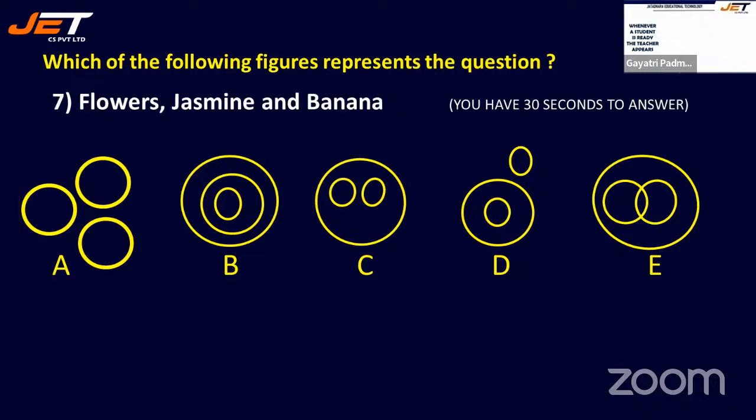We have flowers, jasmine, and banana. So flowers and jasmine, you can combine, but banana has to be something separate, isn't it? Yes, the similar question we did just now. So think, I'm sure you'll be able to give the correct answer. We have flowers, we have jasmine, and we have banana. All right. Yes, so 30 seconds are literally running. It's going to get over. So quickly choose the correct answer.